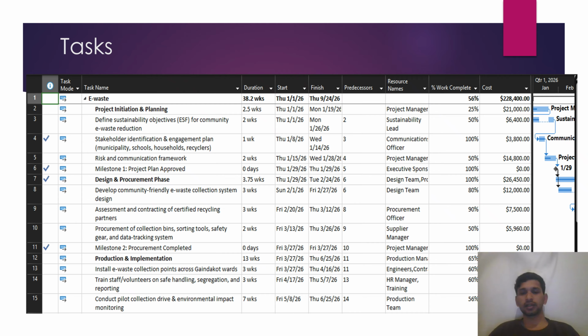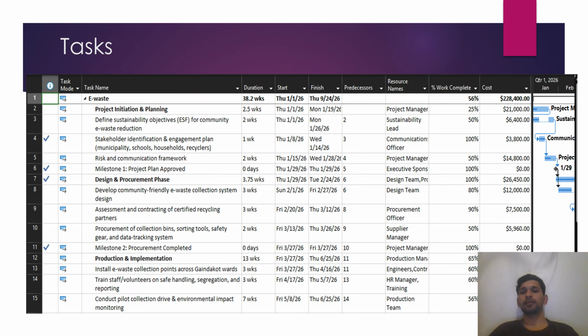included conducting a baseline study to understand current e-waste generation in Gaindakot, identifying suitable locations for collection points, acquiring the necessary equipment and training workers. Another important task is community awareness. Public outreach programs such as posters, social media messages, workshops and school engagement will help residents understand the importance of proper e-waste disposal.